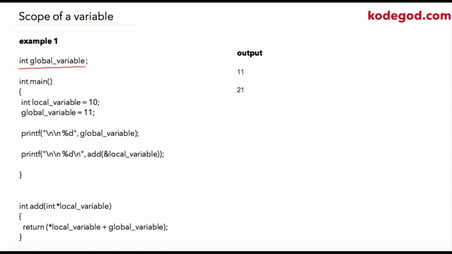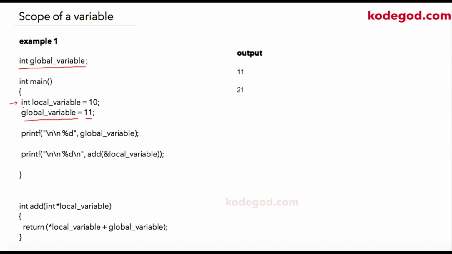Now, inside the main function, I am declaring a local variable, initializing it to 10. Then I am assigning 11 to the global variable. So at this point, the local variable is holding 10 and the global variable is holding 11. In the next statement, I am simply displaying the global variable.